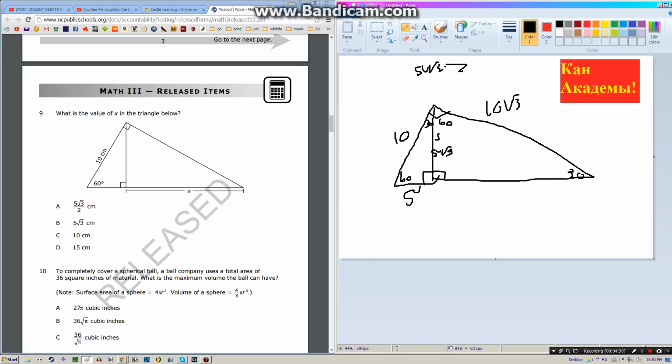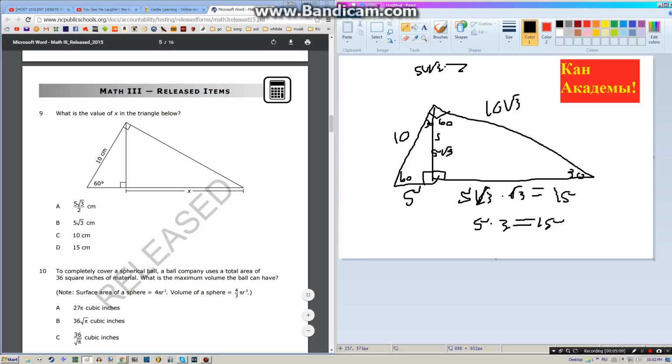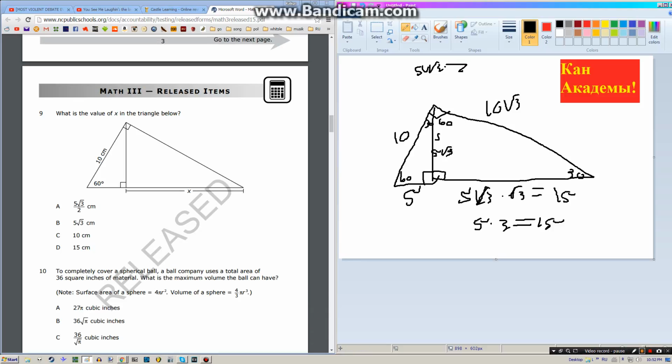Now, for the bottom part, we don't even really need to do that, but that's just to prove to you that this is a 30, 60, 90. If you take half of that again, which is 5 square root 3, now we're going to multiply it by 2 by square root 3. And when you multiply this, you get 15. And 15 is, in fact, your answer choice because these square roots cancel out, and then you get 5 times 3, and that equals 15. So boom, number 9 is D, because it's 15. Now we're going to move on to the next one.